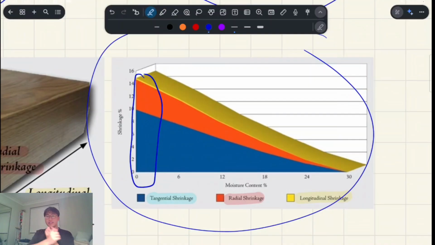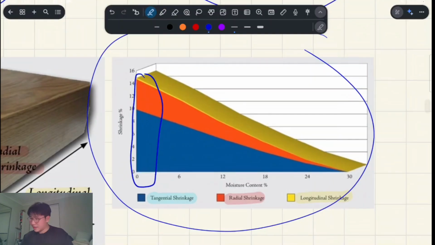So the least shrinkage happens in the longitudinal direction, right? So if we have a bit of wood like you see here, the direction where I'm pushing it or pulling it, that's the longitudinal direction. It's not going to shrink basically that way. It's a very negligible amount of shrink. But in the cross sectional directions, right, radial and tangential, you're going to see a lot more shrinkage, and especially in the tangential direction, you see the most shrinkage.